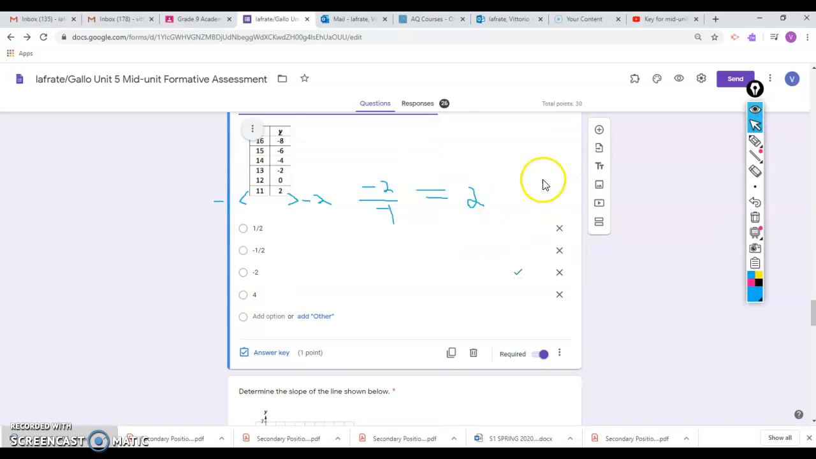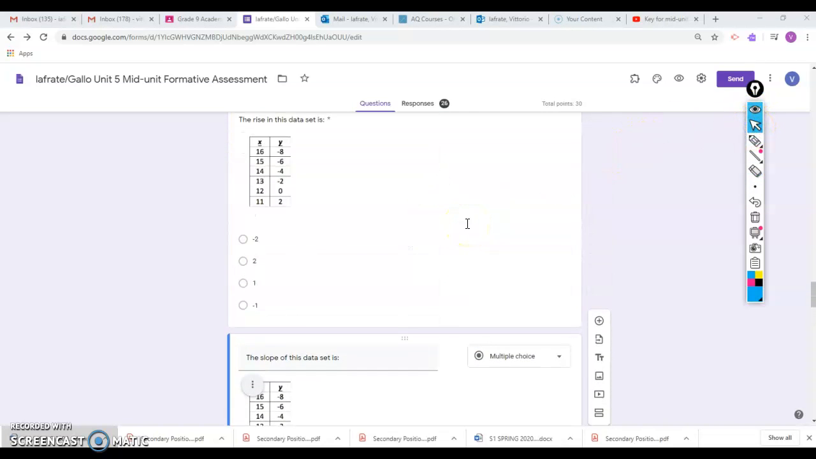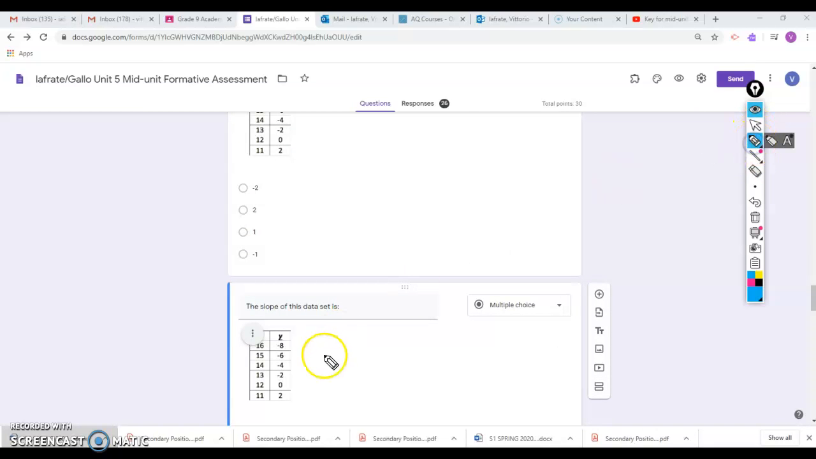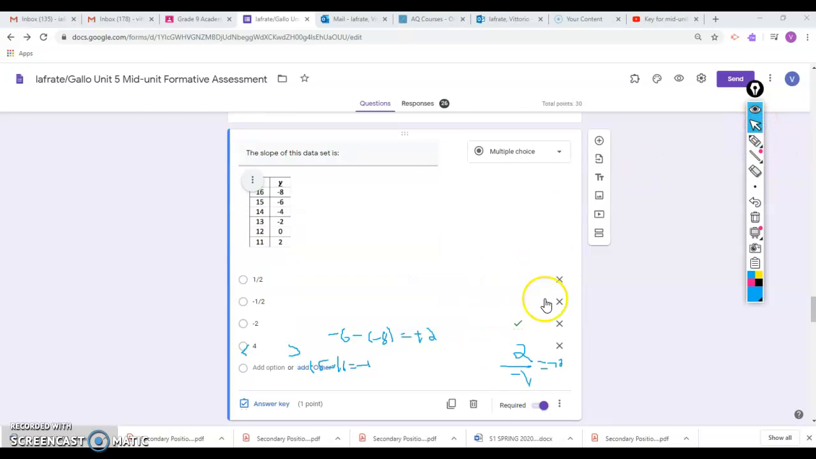Oh, did I make an error there? Let me double check. Oh, yep, my bad. I did that too quickly. Let's go back and retry that here. So my rise was not -2, it was +2. So -6 minus 8, we get +2. My run is 15 minus 16. That's -1. So I get 2 over -1, -2, and that makes more sense. So errors can happen if you're not paying close attention. So -2 is correct. Let's go to our next question.